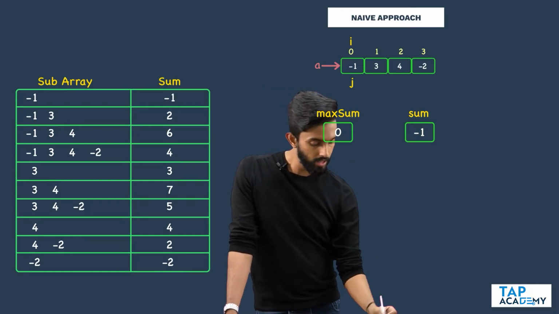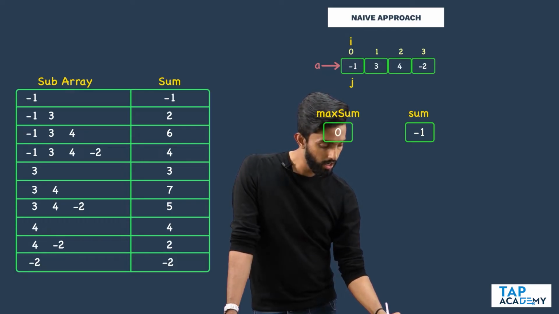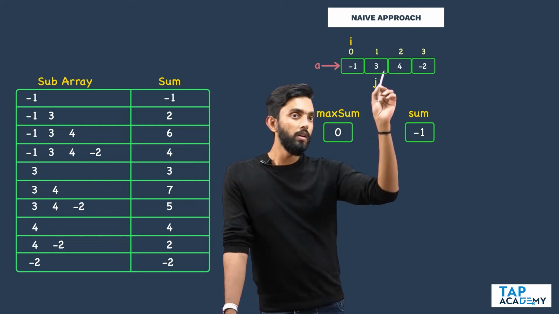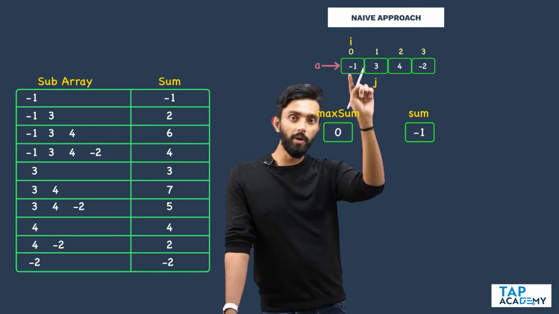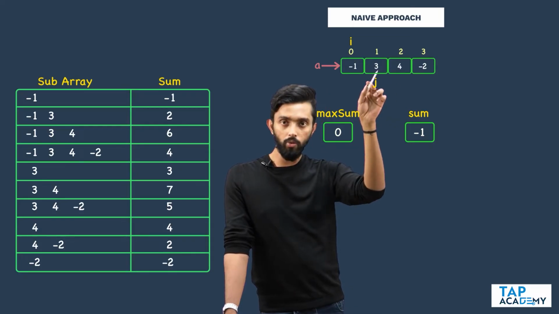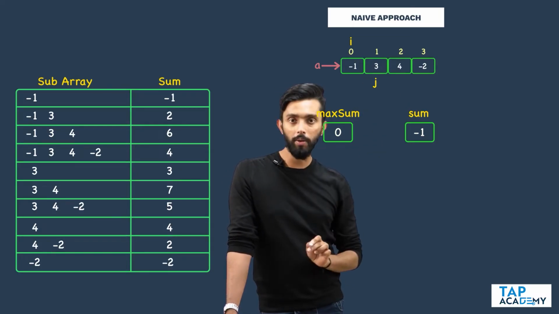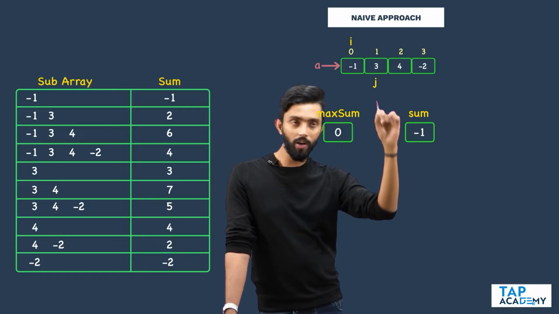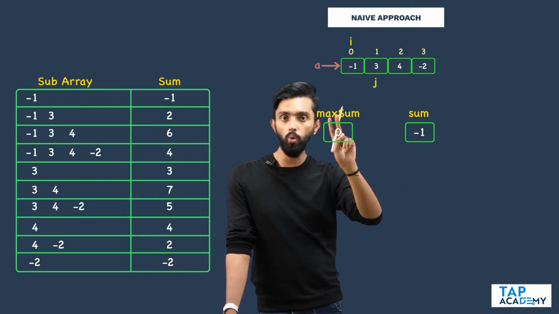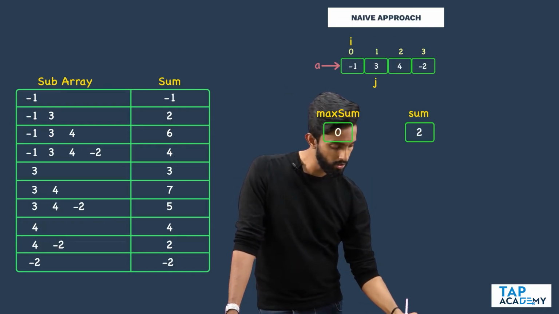I hope you are able to think. Then what is going to happen is, I will not move forward. J is going to move forward. And now I am assuming this is the subarray, minus 1 and 3. So, whatever is the j value, I will add it to sum. So, sum had minus 1. If you add 3 to it, minus 1 plus 3 is nothing but 2. So, sum is going to become 2.